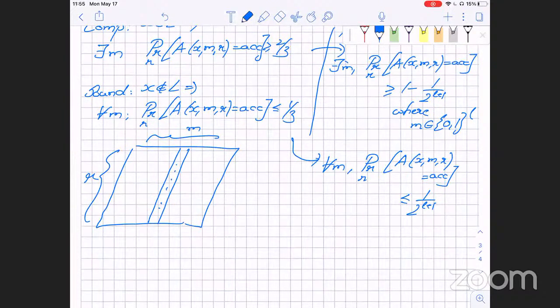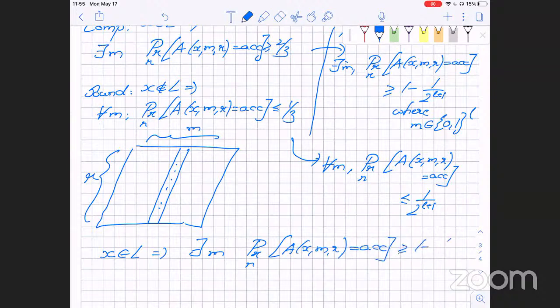Now I want to claim that post the amplification, you can actually swap it. Why? Post the amplification, suppose x is in L. Then we know that there exists an M such that the probability over R that A of X, M, R accepts is greater than 1 minus 1 over 2 to the l plus 1. So certainly this implies the probability over R that A of X, M, R accepts is greater than or equal to 1 minus 1 over 2 to the l plus 1.